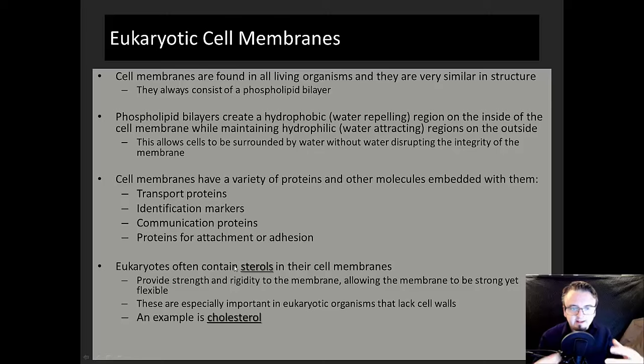It allows it to maintain some fluidness. It can still bend and stretch and give like a plastic, but like a plastic is strong at the same time. And that's important for certain cell types. So sterols provide strength and rigidity so they can remain flexible but strong. And an example is cholesterol.